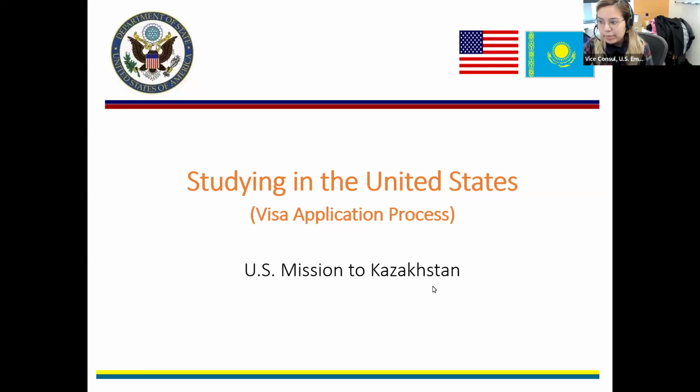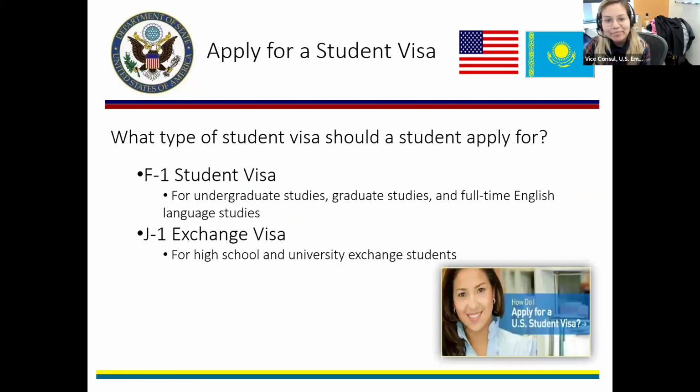I'll be talking a little bit about the different visa types and then what the requirements are for these visa types. We'll be talking about the visa application process, the interview, and then some things that you can do in the U.S. while you are under student status. And so without further ado, let's see if I can. Yes, there we go. So what type of student visa should a student apply for?